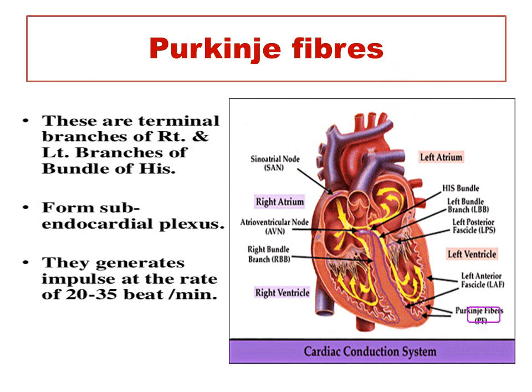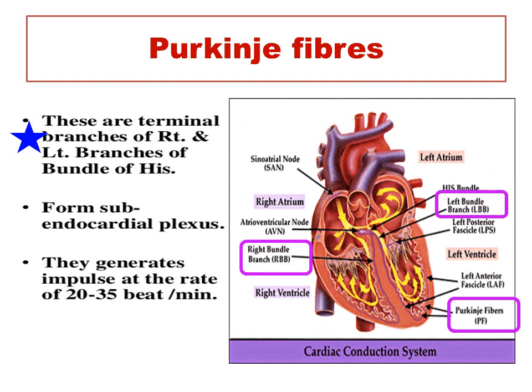Coming to the Purkinje fibers, these are the terminal branches of the right and left bundle of His. They form subendocardial plexus. They generate the impulses at the rate of 20 to 35 beats per minute. So right bundle branch mainly traverses the moderator band or septomarginal band. Left bundle branch breaks up into two branches, left posterior and left anterior fasciculi, before they finally break up into Purkinje fibers.